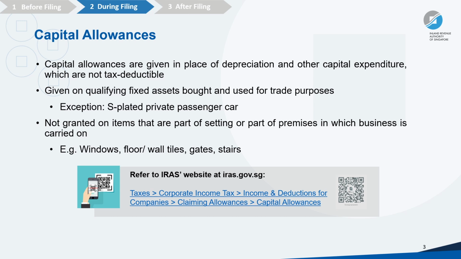The key exception is S-plated private passenger car. No capital allowances allowed for S-plated cars. Also, you cannot claim capital allowances on items that are considered part of your building structure, for example, windows, floor tiles, gates, or stairs. These are part of your premises, not separate business assets.